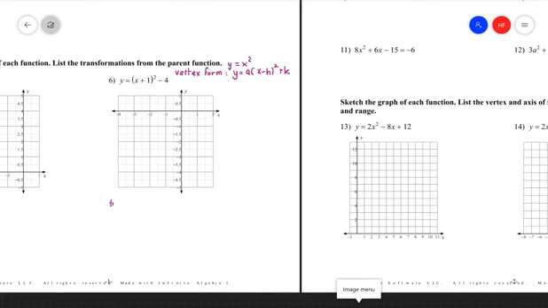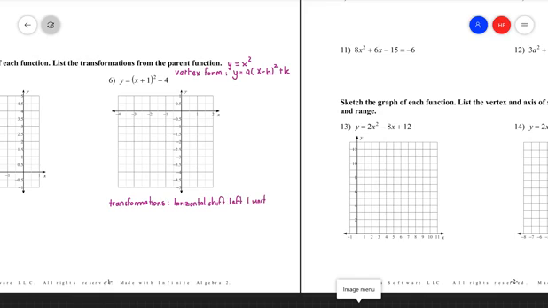So we have all of our transformations written in there. So I'm going to list my transformations first. First thing that I see is that I don't have a new a value. There's not one in the front. So I am not going to have any reflections, any dilations. So then on the inside, I have plus 1, which we know is the opposite. So we're moving horizontally to the left 1 unit.